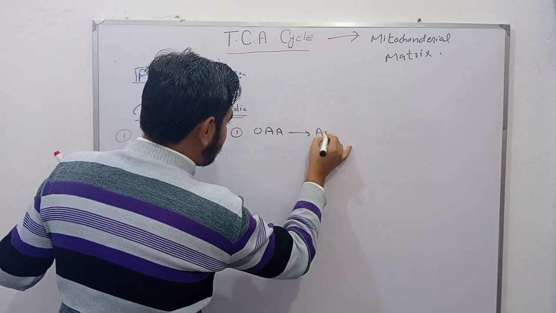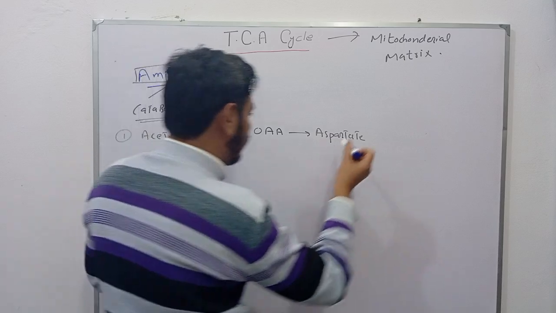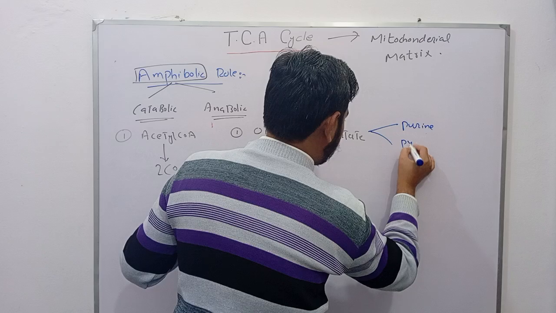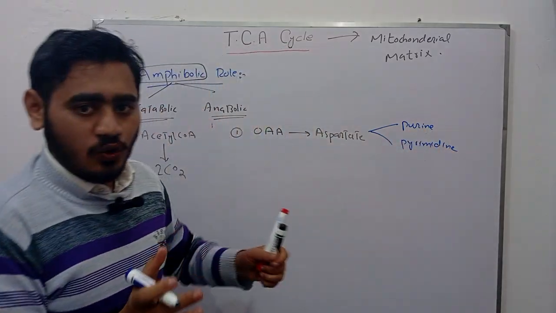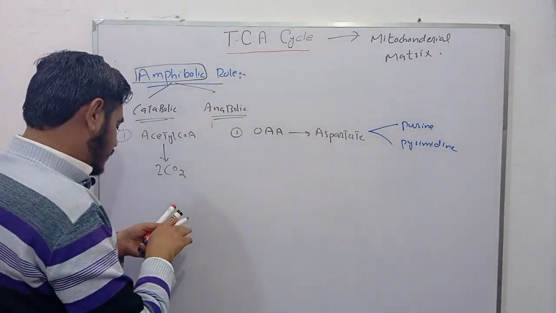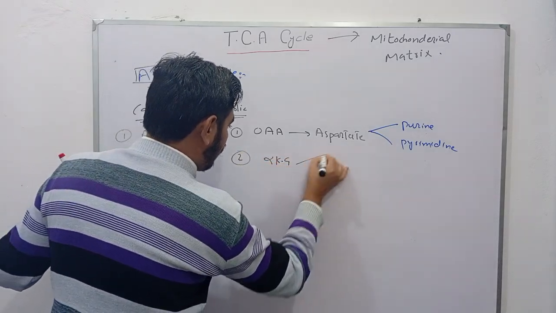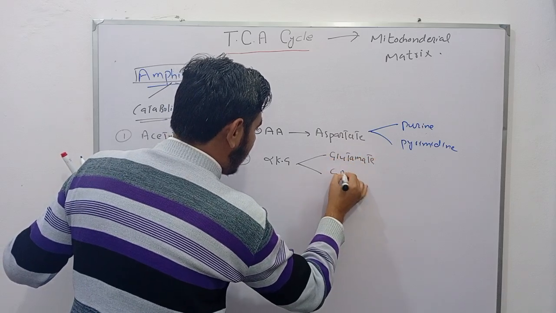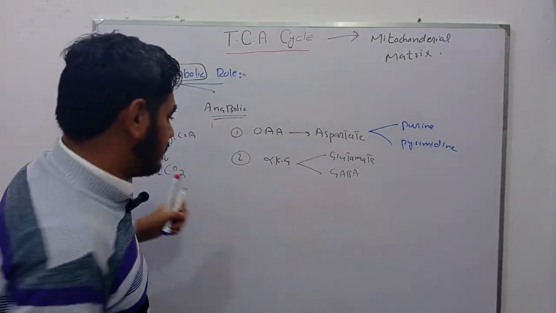It forms aspartate, and this aspartate involves in the synthesis of purine and pyrimidine. The adenine and guanine, they are purine, while thymine and cytosine, they are the pyrimidine. Next one is alpha ketoglutarate. It forms glutamate and gamma amino butyric acid, that is an inhibitory neurotransmitter.